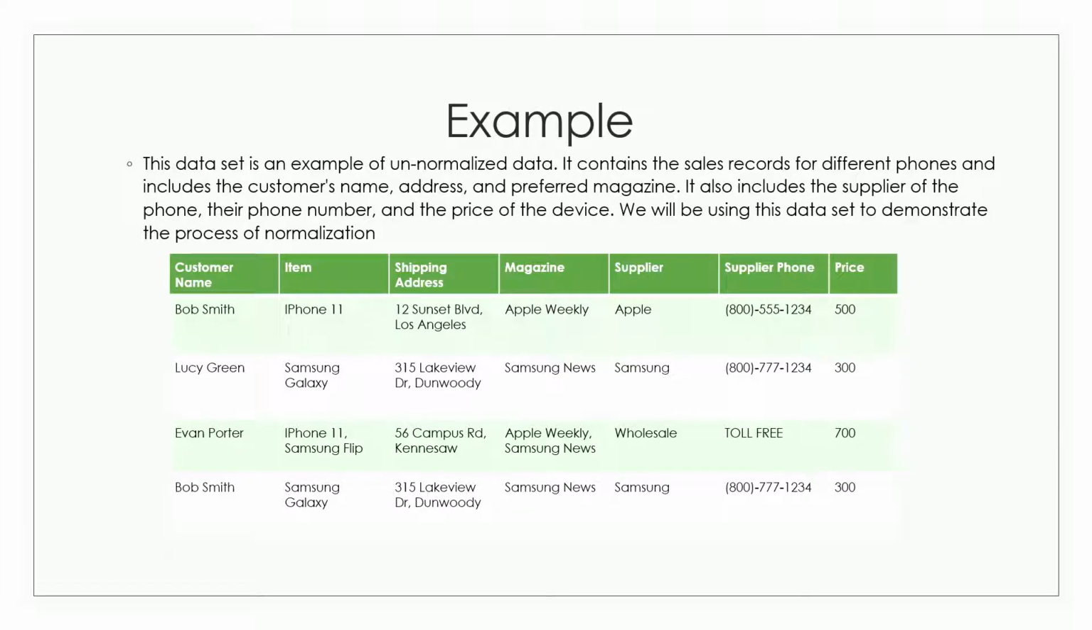So right off the bat, you can see, if you look at this table, that there are two Bob Smiths, and it's not really clear how to distinguish them. Second, Evan Porter, he looks like he purchased two items here. Third, you can notice that his supplier and supplier phone are wholesale and toll-free, which looks a little bit different from these other data types. So we're going to look to address these through the process of normalization.